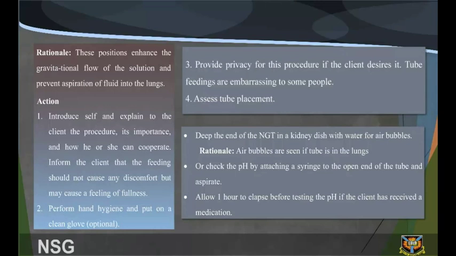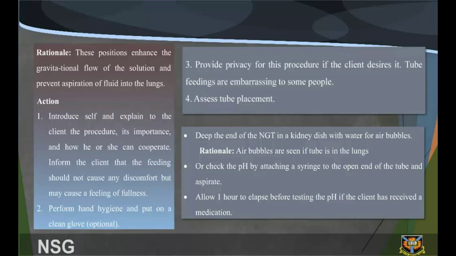Action: 1. Introduce self and explain to the client the procedure, its importance, and how he or she can cooperate. Inform the client that the feeding should not cause any discomfort, but may cause a feeling of fullness. Perform hand hygiene and put on a clean glove. Provide privacy for this procedure if the client desires it. Tube feedings are embarrassing to some people.